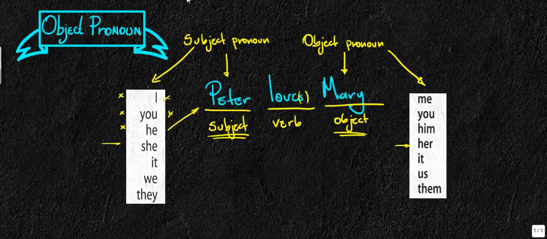So the new sentence would be, for Peter, I would say he. All right. Then the verb would stay the same, loves. And then for Mary, I would say her. So I would say he loves her. All right. Let's try some different examples.